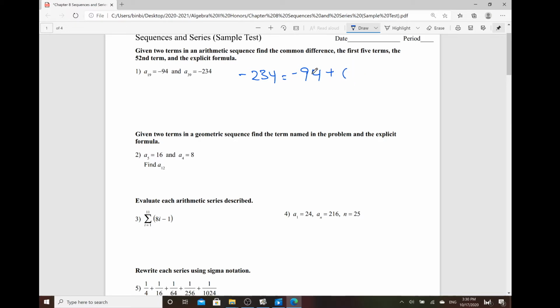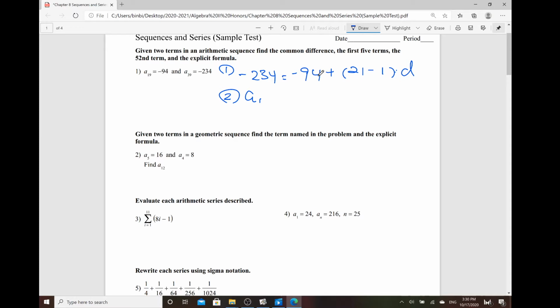Plus n, well, the value of n is the number of terms from 19 to 39. That would be 20 terms plus 1, because you want to count the initial term. So that would be 21 terms. So 21 minus 1, and then times the common difference. From here, you want to solve for d. And once you find d, you use the same formula to find a sub 1. And once you get a sub 1, you can get the rest of those 5 terms.